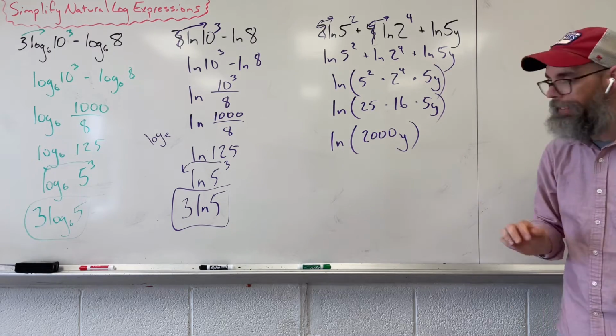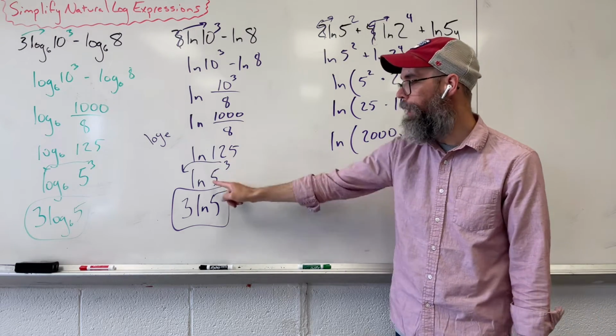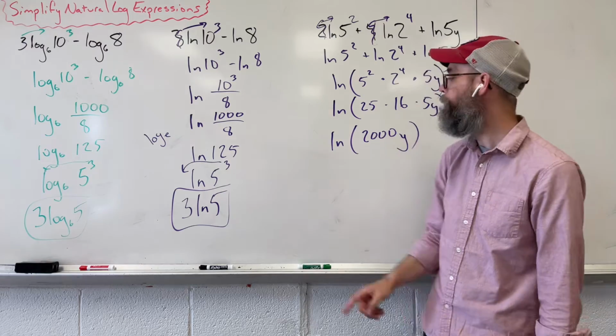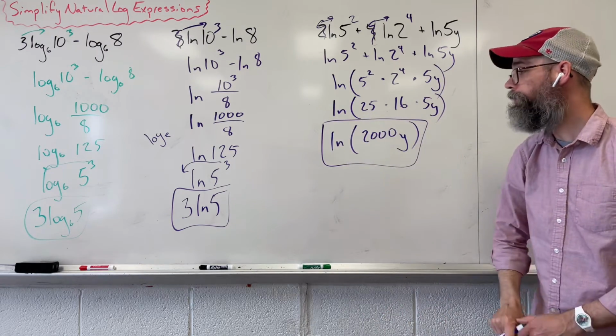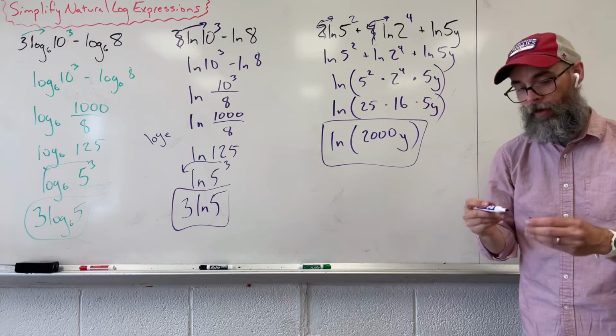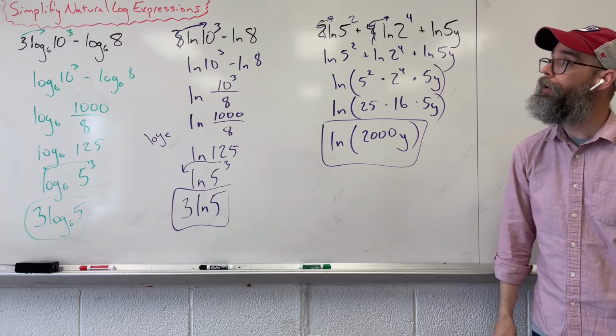You actually can stop because 2000 cannot be rewritten another way like we did over here with 5 to the third power. So unfortunately, or fortunately, we stop since we can't simplify 2000. And that is simplifying natural log expressions.